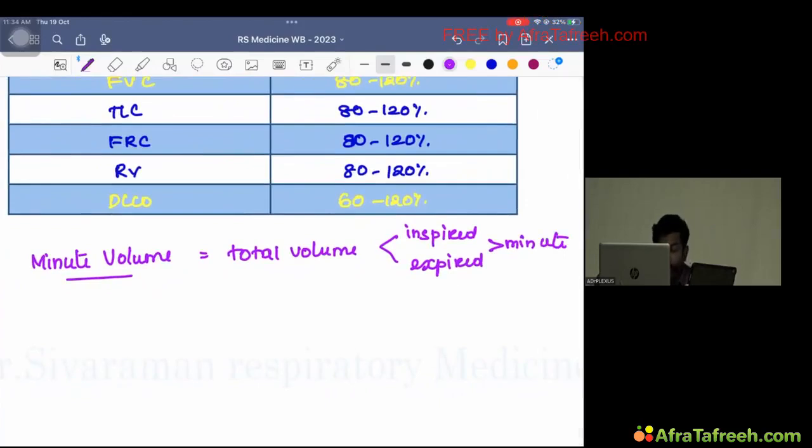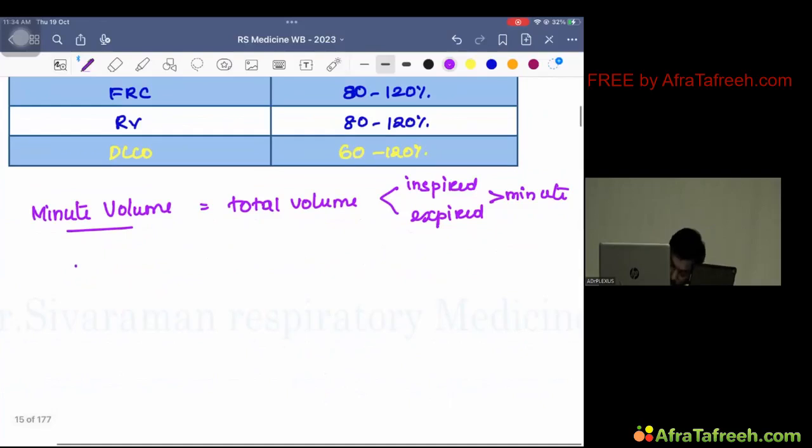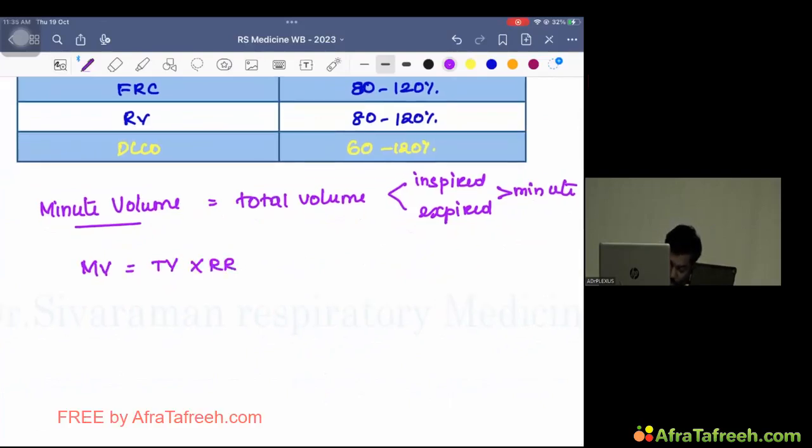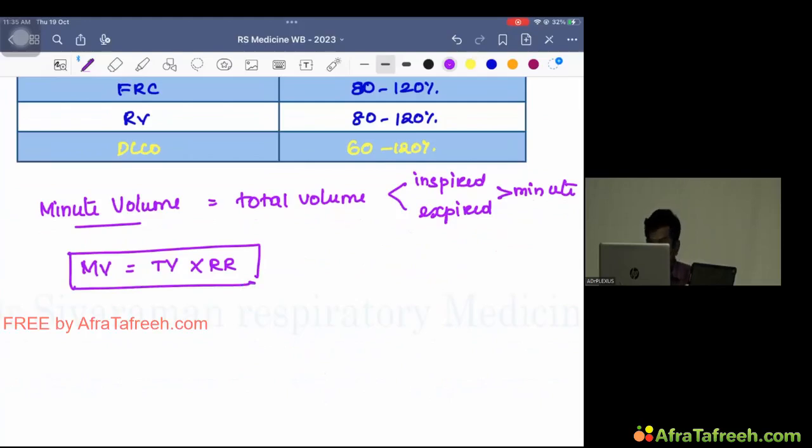Total volume inspired or expired in a minute is called minute volume. Every time you inspire and expire, that is tidal volume, and how many times you breathe in and breathe out is the respiratory rate. Minute volume is equal to tidal volume into respiratory rate. So this is called minute volume.